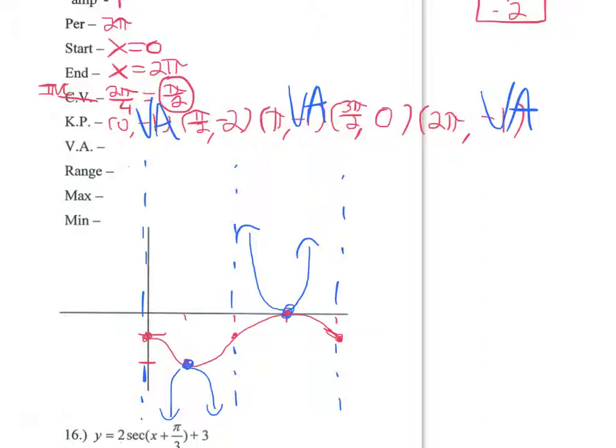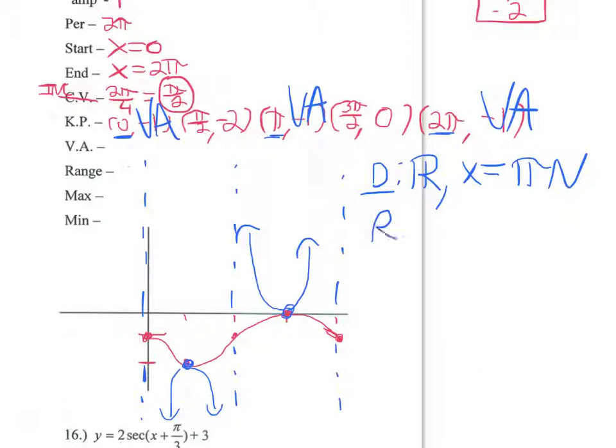Now, I do have enough time, so I want to do domain and range. Domain, remember, it's all real numbers except the VAs. Since it starts at 0, the distance between these, right, 0 is a VA, and pi is a VA, and 2 pi is a VA. Well, the distance between all those is pi, so I just say it's pi n. n can represent any integer.